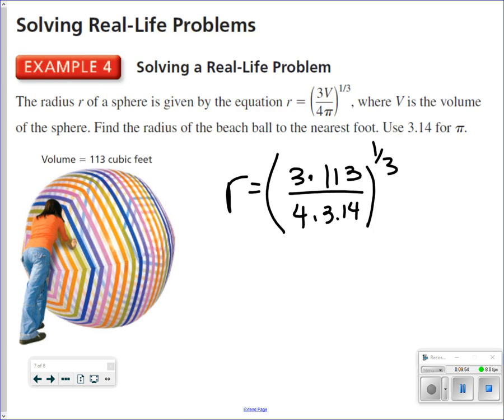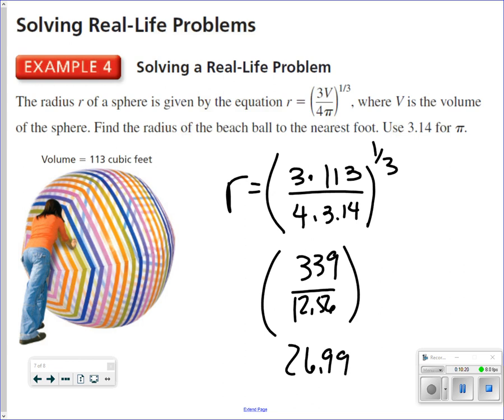So I'm going to pull out a calculator here, and I'm going to go 3 times 113 and I'm going to get 339. 4 times 3.14, 12.56. And so 339 divided by 12.56, 26.99. And then I want that to the 1/3 power. So 26.99 raised to the 1/3 power. And I get basically 3. It's 2.999, and this is cubic feet.